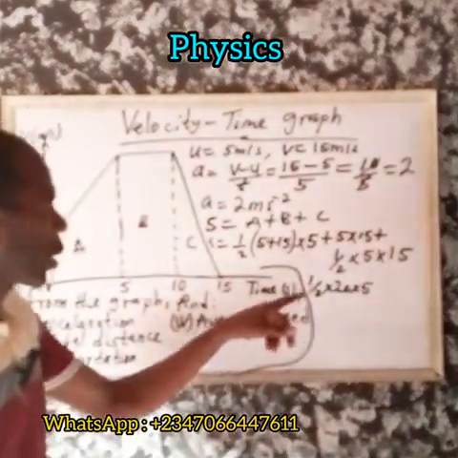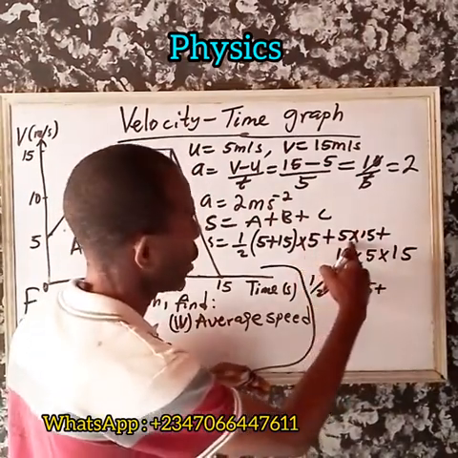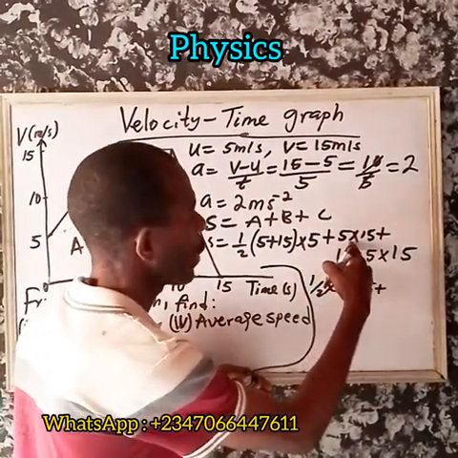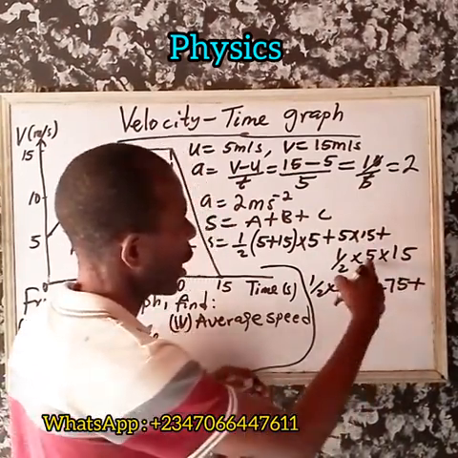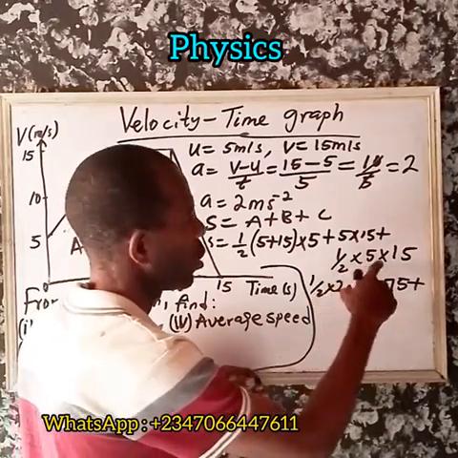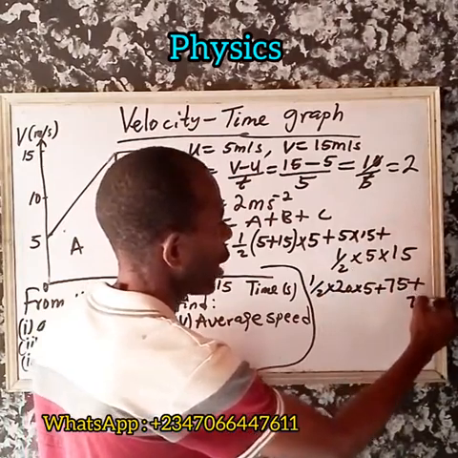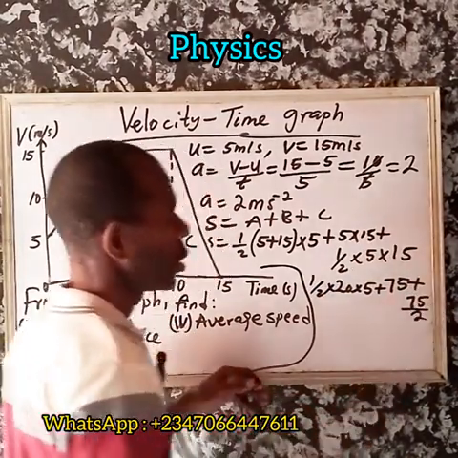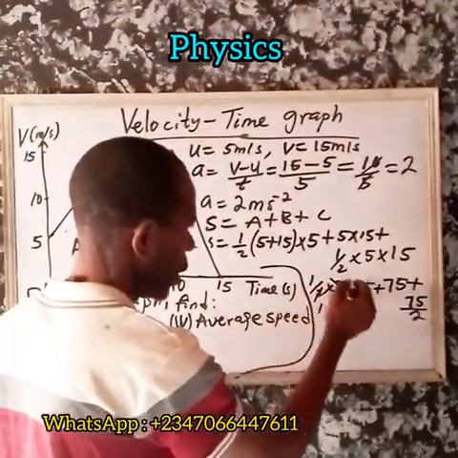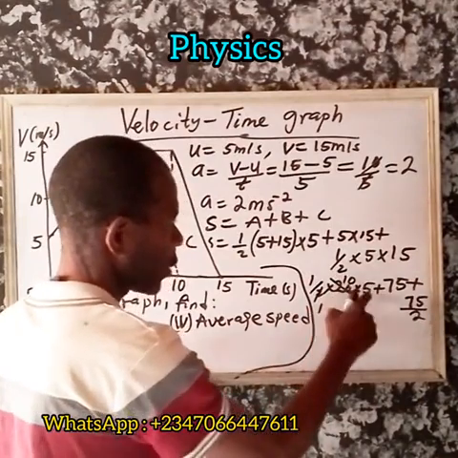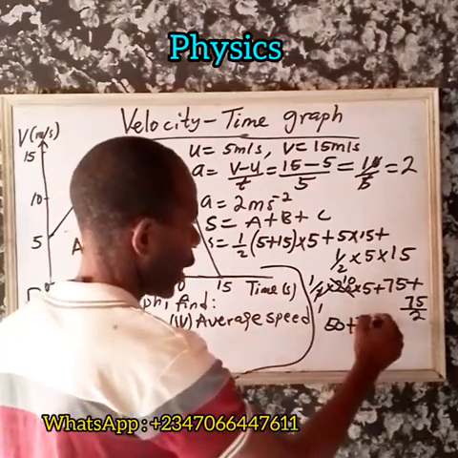So here, plus here, the area of the rectangle is 5 times 15, that is 75, plus the area of this triangle. So 5 times 15 is 75, that is 75 over 2. Now let us cancel out here. 2 here, 1, 2 here, 10. So 10 times 5, it gives us 50 plus 75.